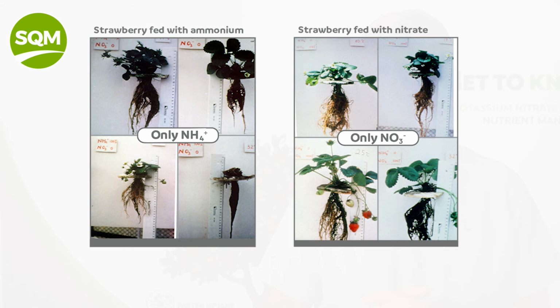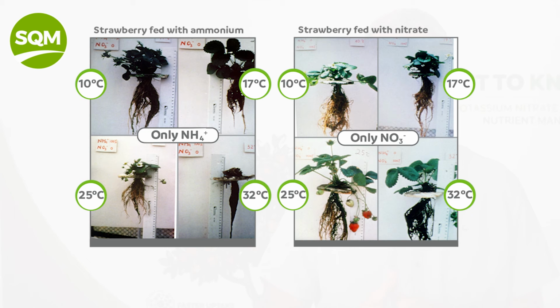This is a strawberry plant, and you can see the 4 pictures on the left were the plants that were fed with only ammonium nitrogen, and the 4 pictures on the right show the plants that were fed with only nitrate nitrogen. And the temperatures, the 4 pictures on the left show the temperatures ranging from 10 to 32 degrees, and similarly on the right.